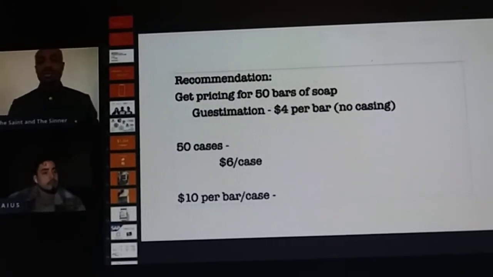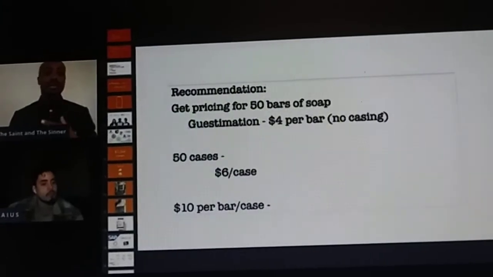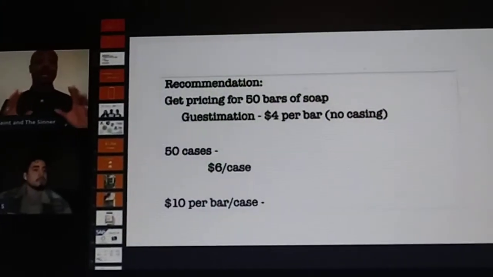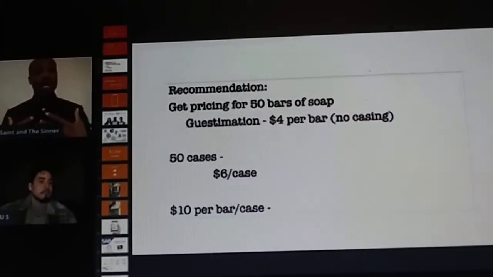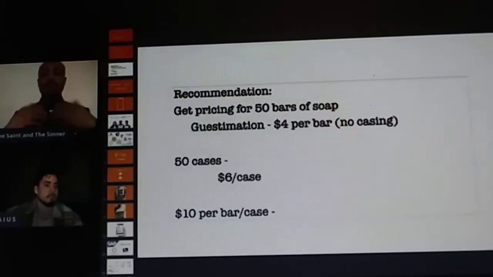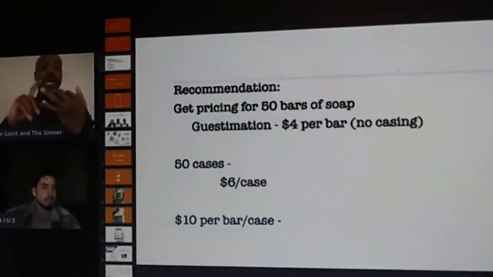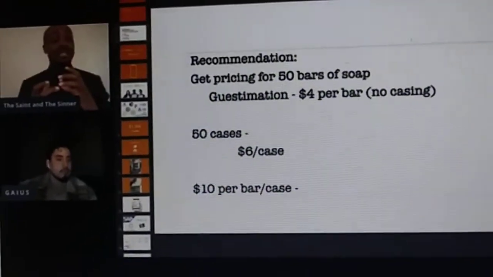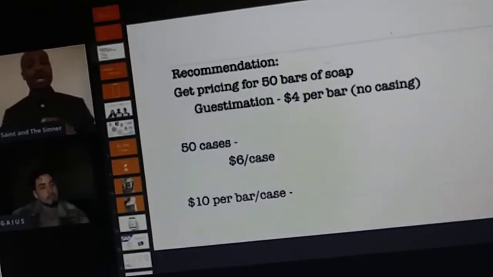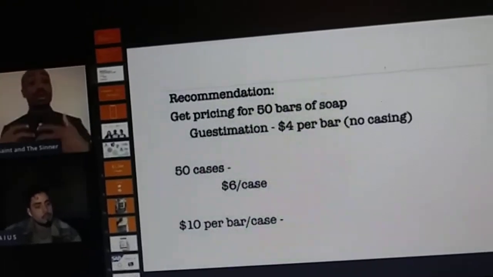Right. So on the overestimation, I'm saying worst case scenario, you can finish your product at $10 per unit, meaning that with the bar of soap and the plastic case that's worth keeping, that'll be about $10 per unit.